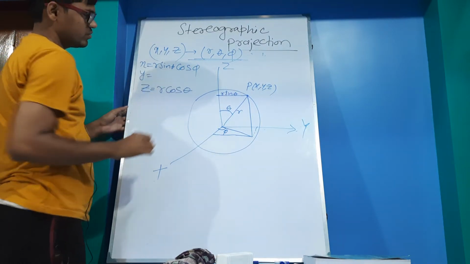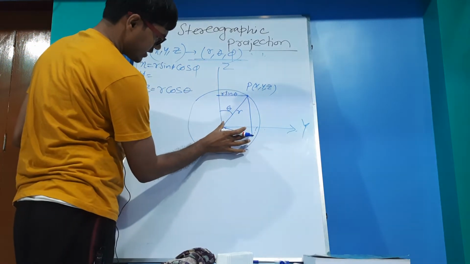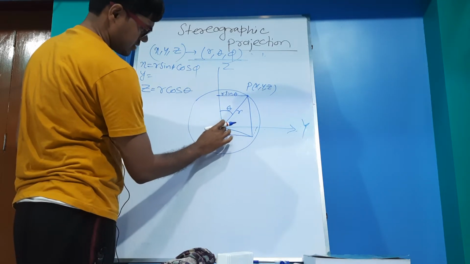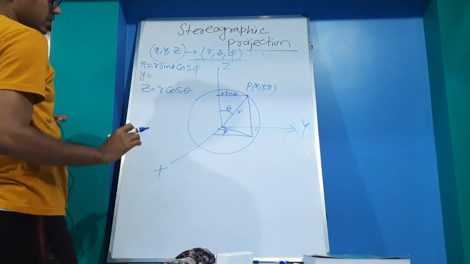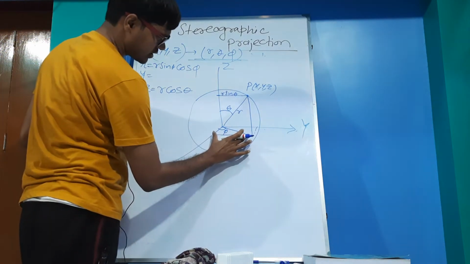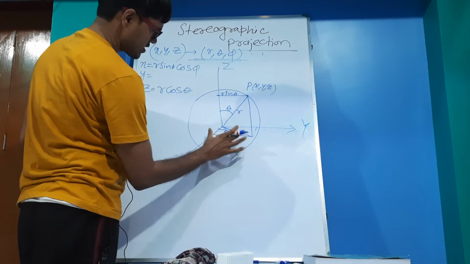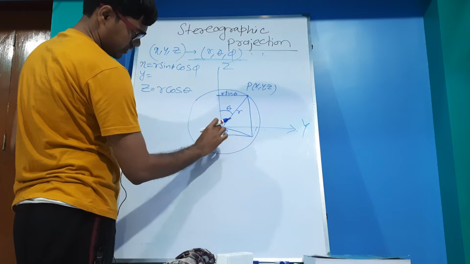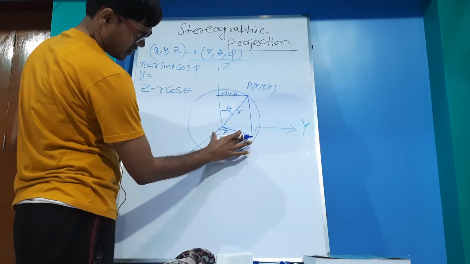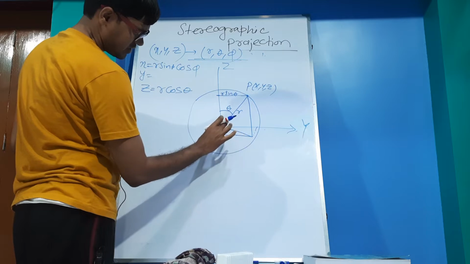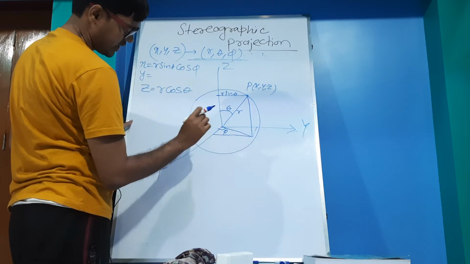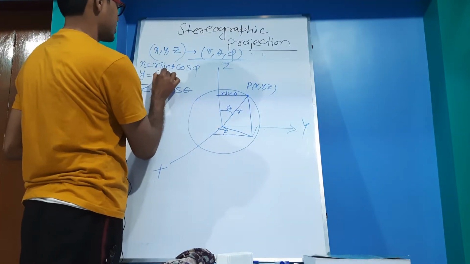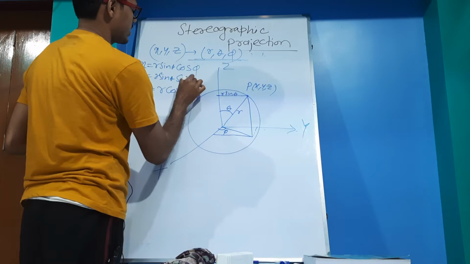Similarly, y equals r sin theta into sin phi. So this is actually the y distance, and the y distance will come from the sine formula. Sin phi equals this by this, and hence this value will be equal to r sin theta into sin phi.